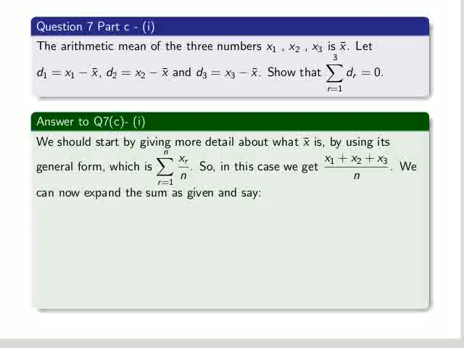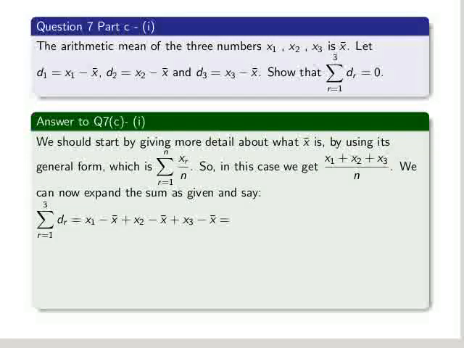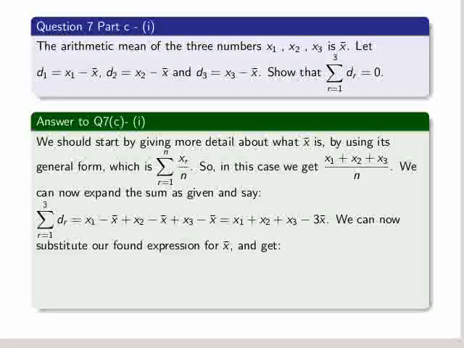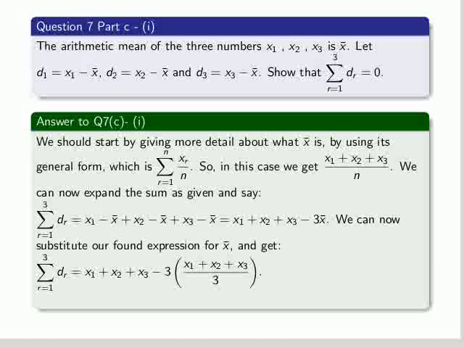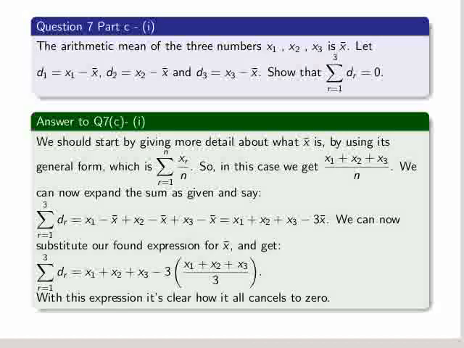Now we can expand the sum as given, for the sum for dr, and basically we just substitute our xr minus x bar for d, and we can regroup all the x bars and then substitute our expression for x bar and get as shown. With this expression it's clear how it all cancels to 0. We see the x1 plus x2 plus x3, the 3's will cancel, and we see it being subtracted by x1 plus x2 plus x3, so that has to equal 0.